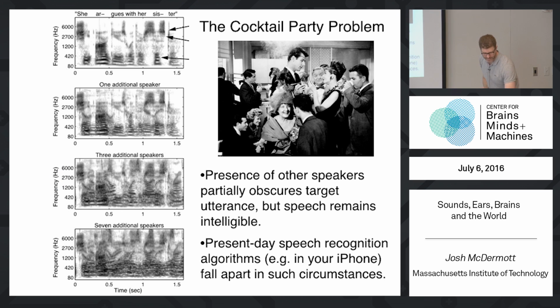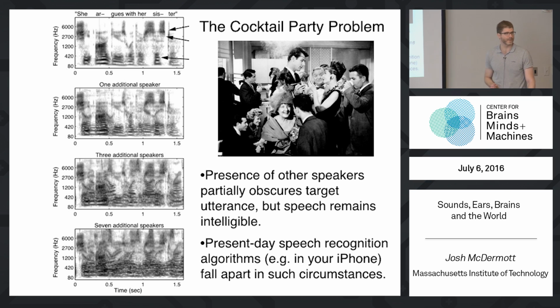Here's just a demonstration of this. What you're usually interested in is what one particular person is saying. She argues with her sister. But what could enter your ears could be this. She argues with her sister. Or maybe even this. She argues with her sister.